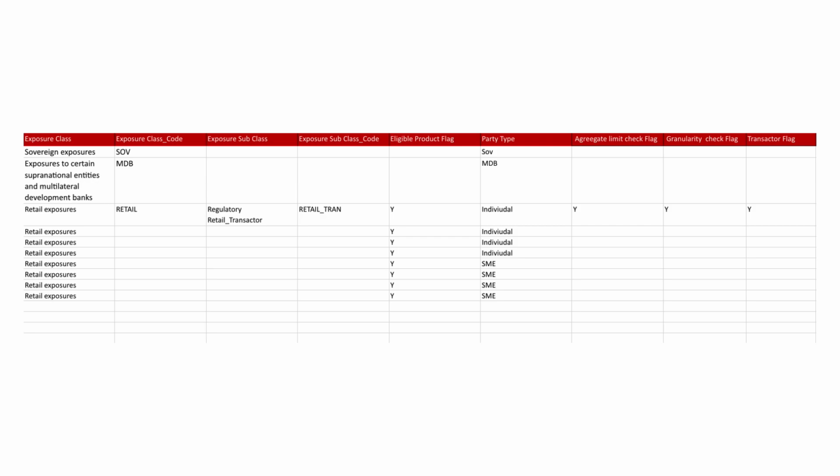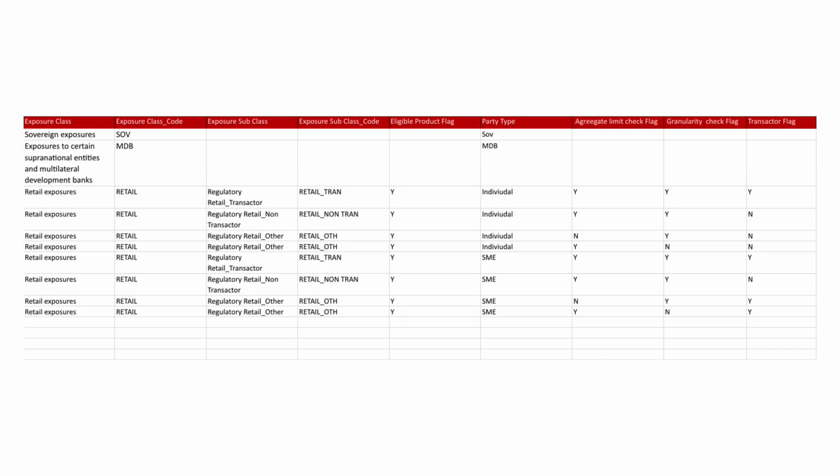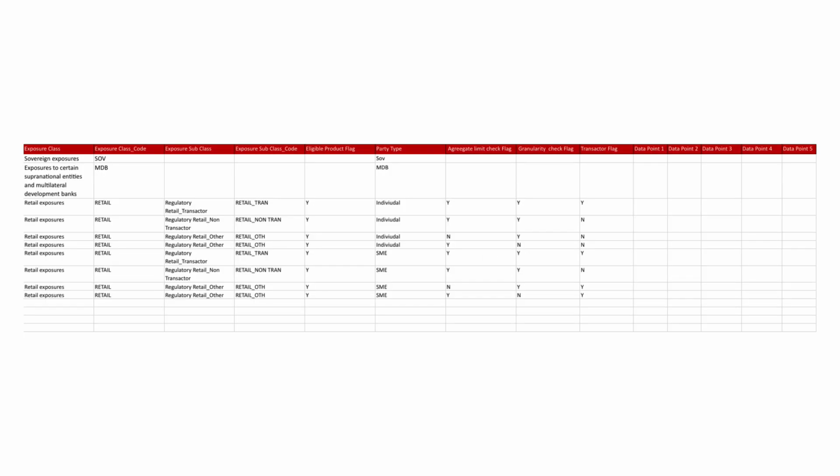To take an example, if the party type is an individual or an SME and the eligible product flag is yes, we take it as a retail exposure. And if, for instance, the aggregate limit check flag is also yes, same with granularity check and transactor check, we consider the retail exposure subclass to be regulatory retail transactor. The same logic follows for all the other exposures as well. And of course, those exposures might be utilizing some other data points.